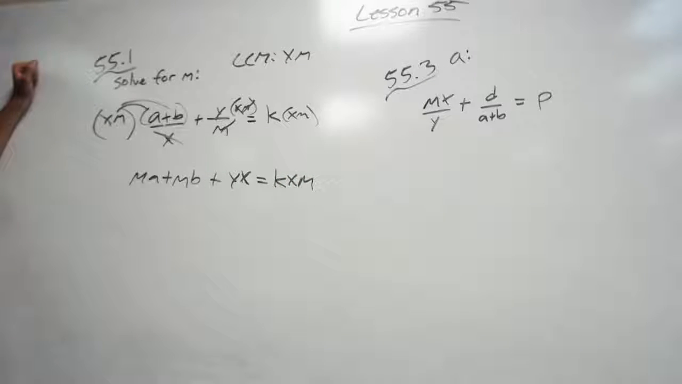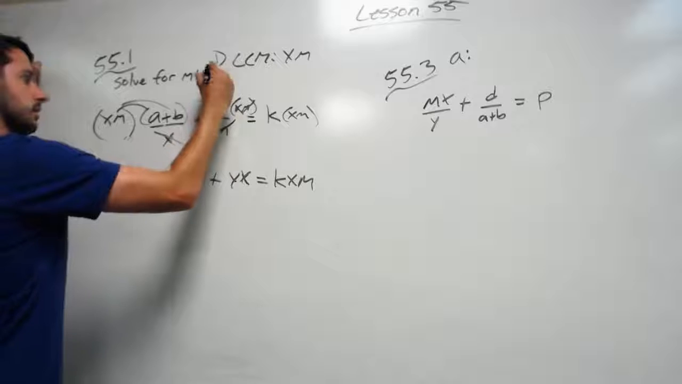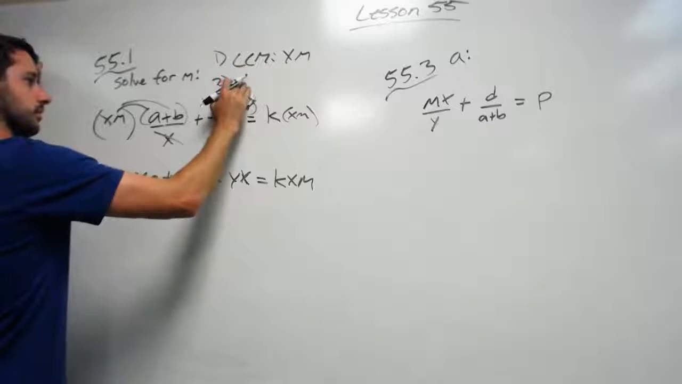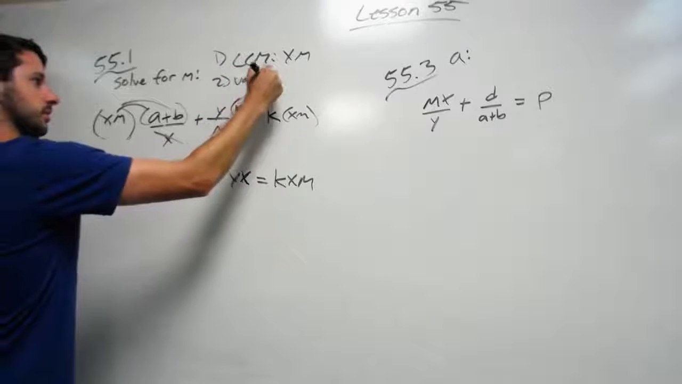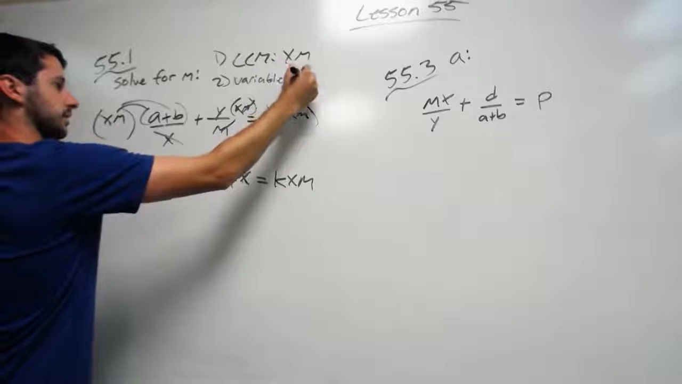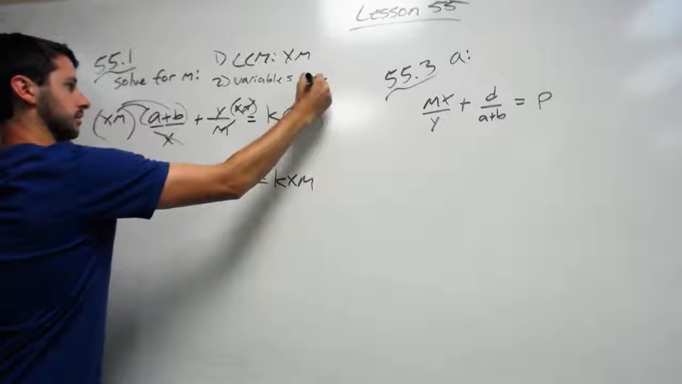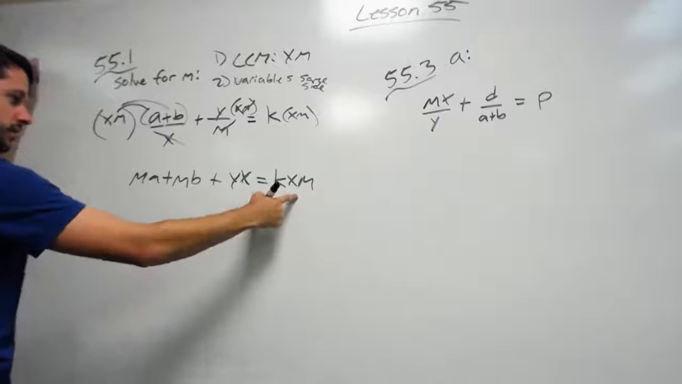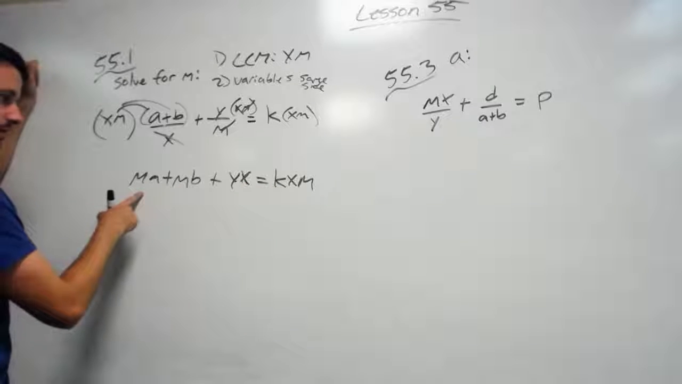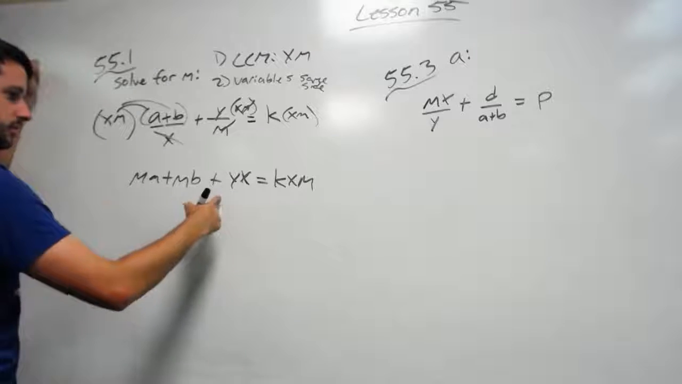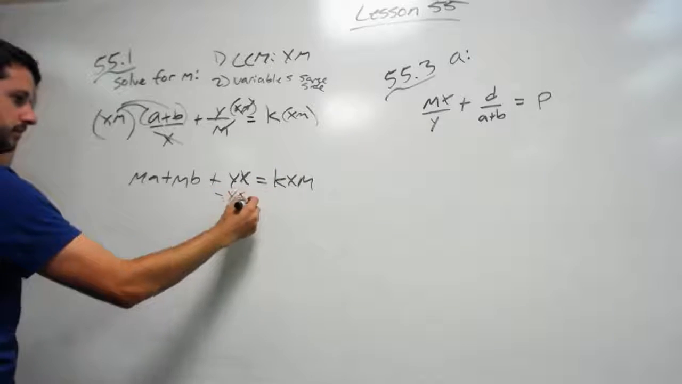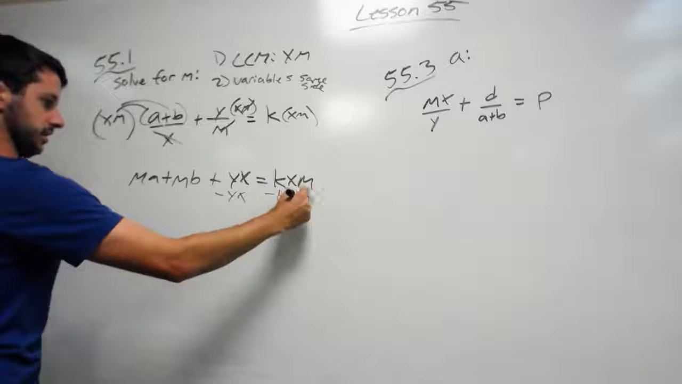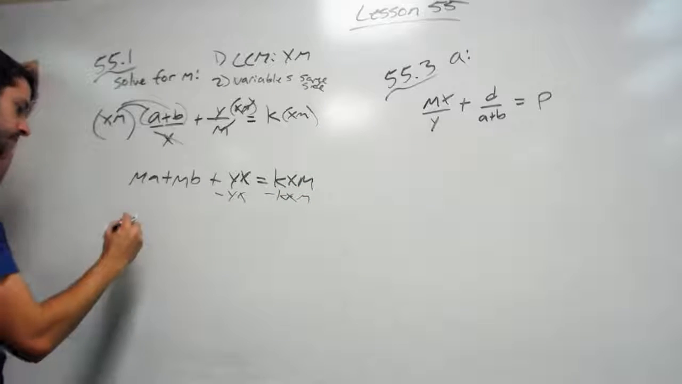Now we're solving for m, so the next step we always had was to get the variable m's on the same side. So we've got an m here and in these spots. So I'm going to subtract yx and subtract kxm, and basically just have them switch sides.